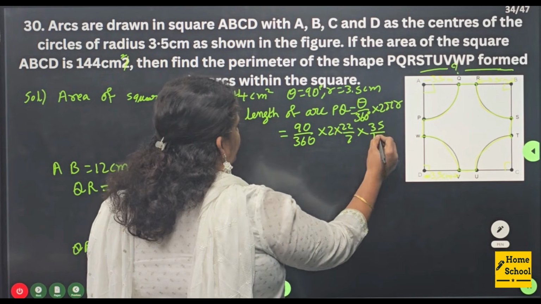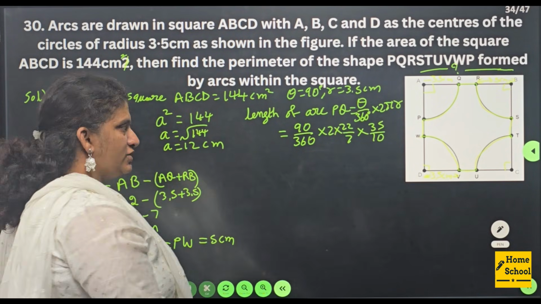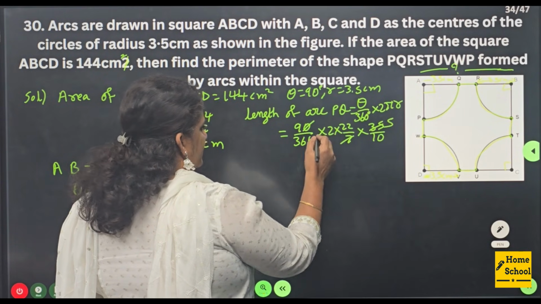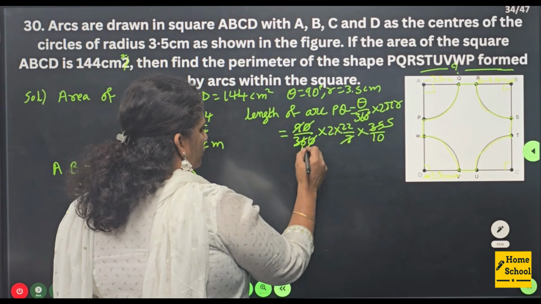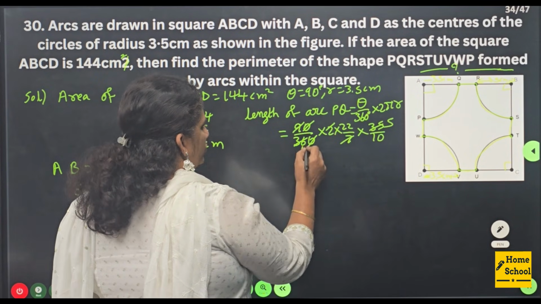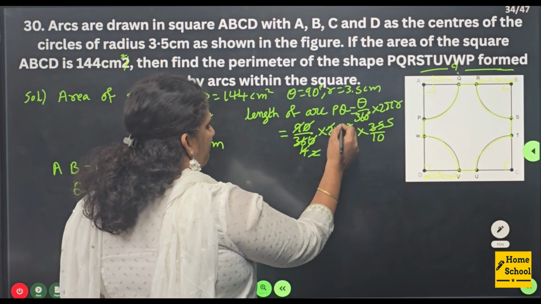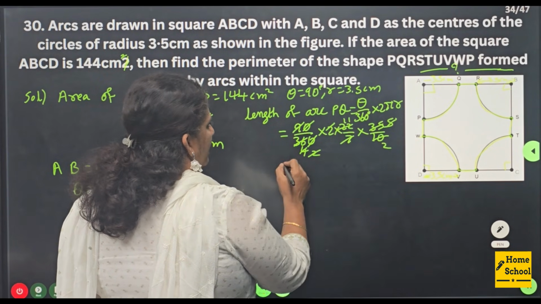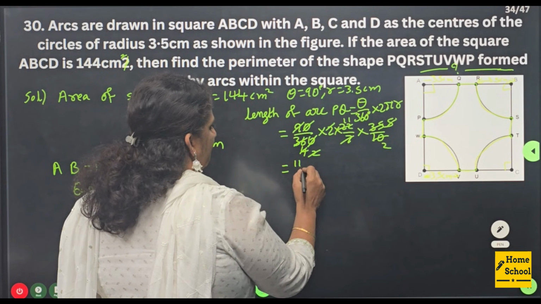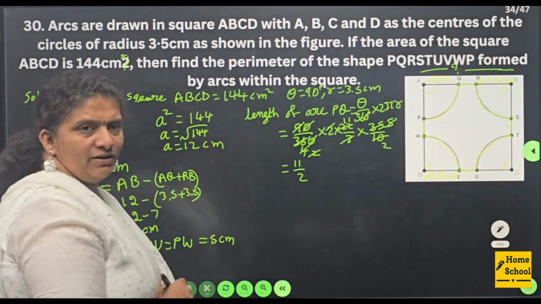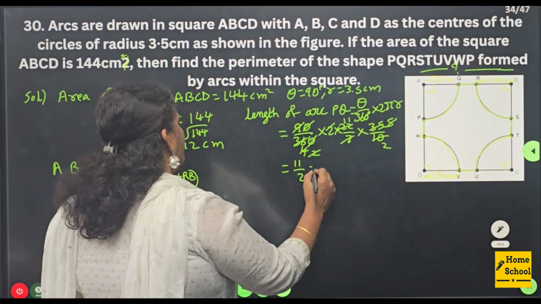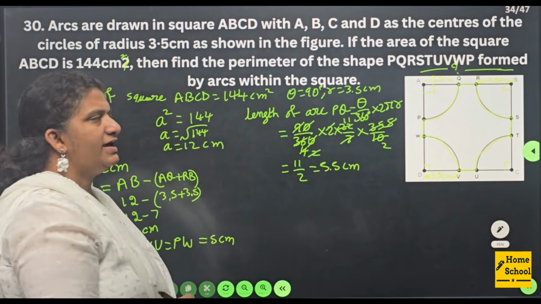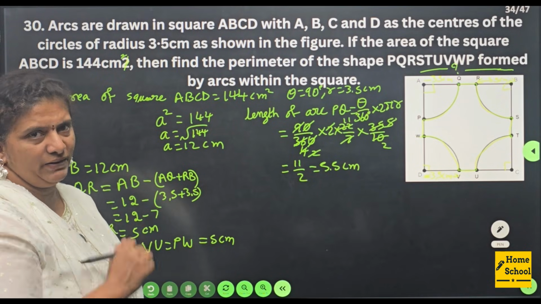I will write it as 35 by 10. Easy to cancel. 7 5s are 35, 9 4s are 36, 2 2s are 4, 2 11s are 22, 5 2s are 10. So finally we are left with 11 by 2. 11 by 2 means 5.5 centimeters is the length of one arc PQ.